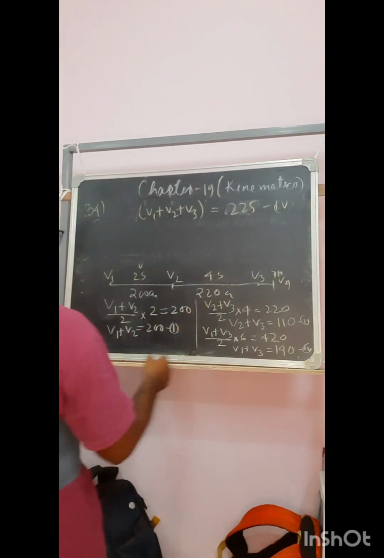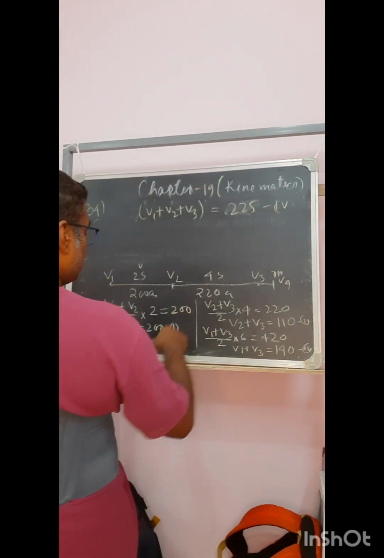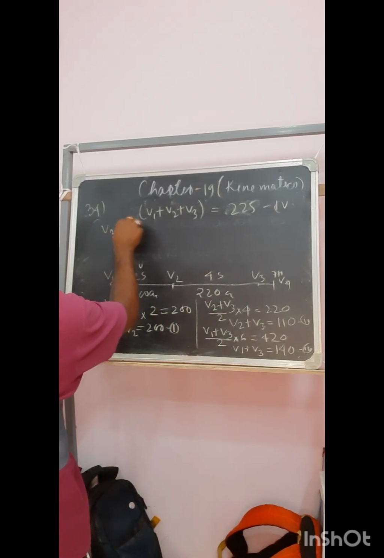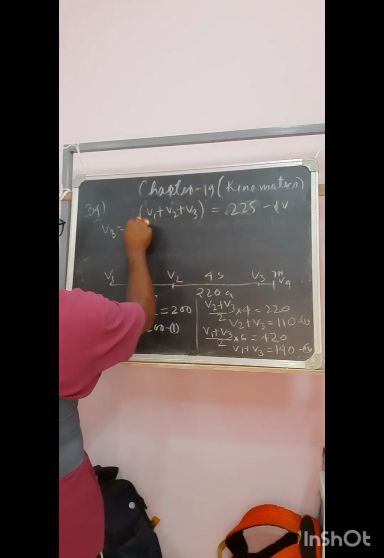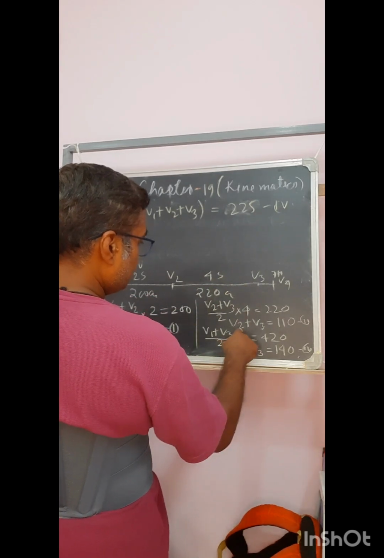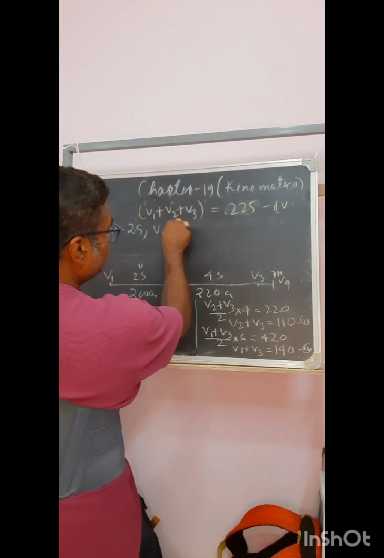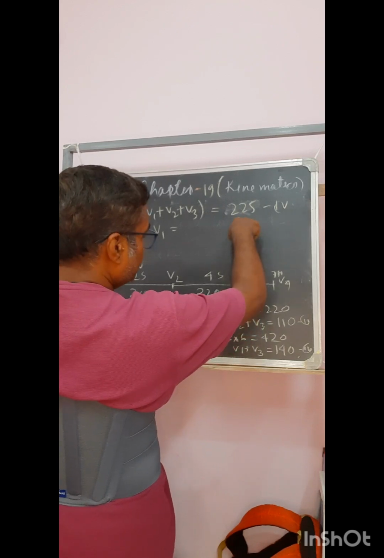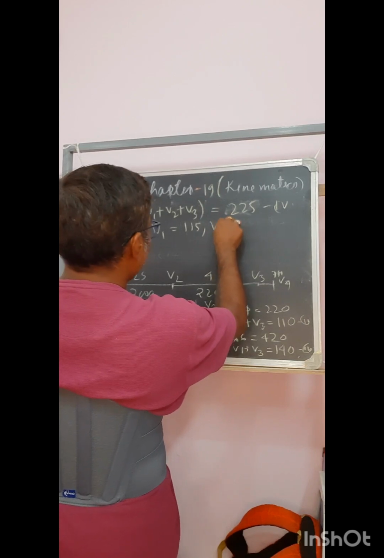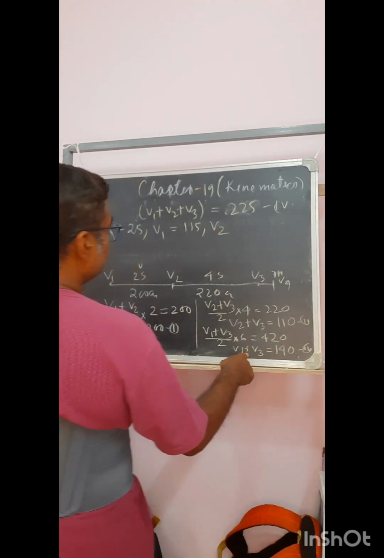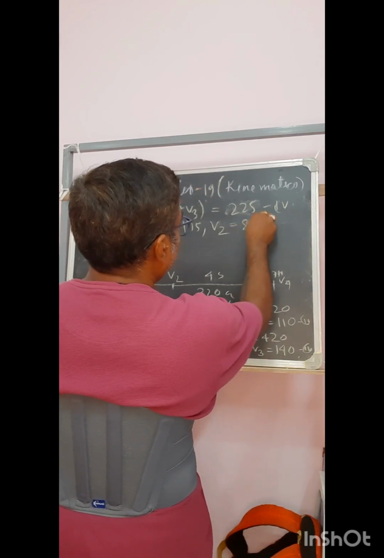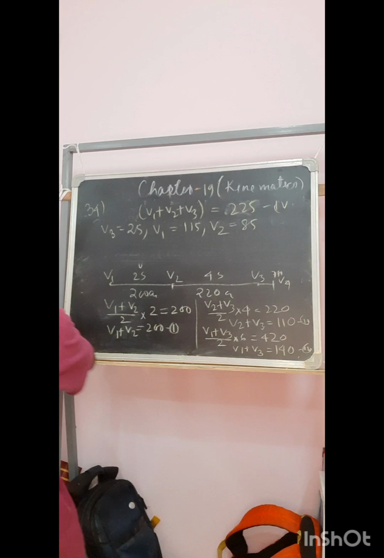Now one by one I will deduct equation from 4. If I deduct this, I will get v3. So v3 will be 225 minus 200, that is 25. If I deduct the second one, v2 plus v3, from this, I will get v1. So v1 will be deducting 110 from 225, that means 115. And if I deduct the last one from this one, I will get v2. v2 will be 225 minus 140, that will be 85. So these are the three things I've got.